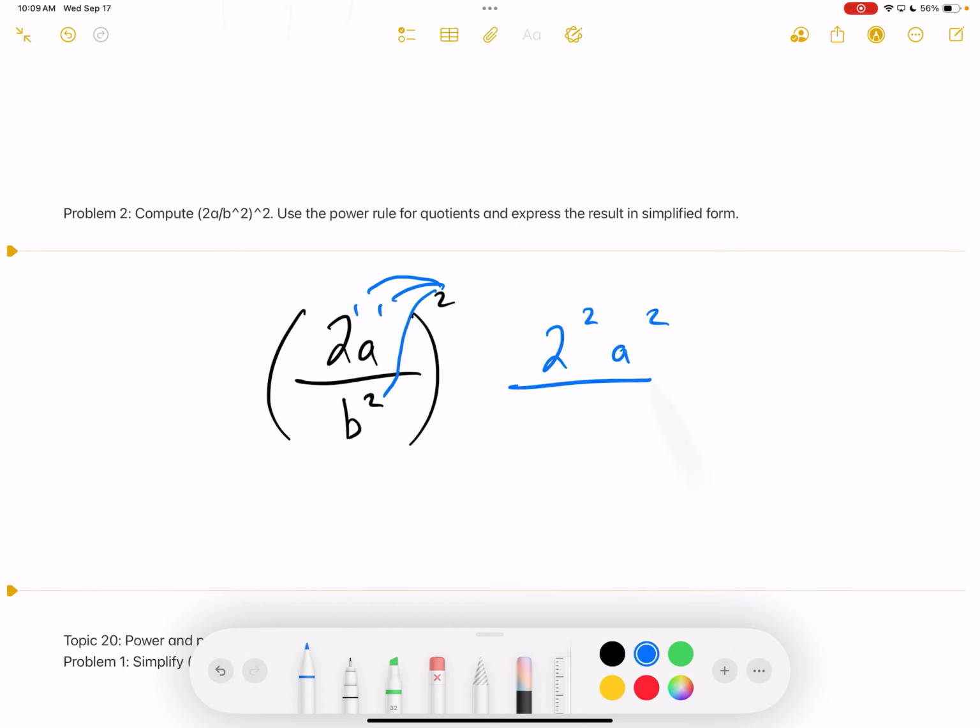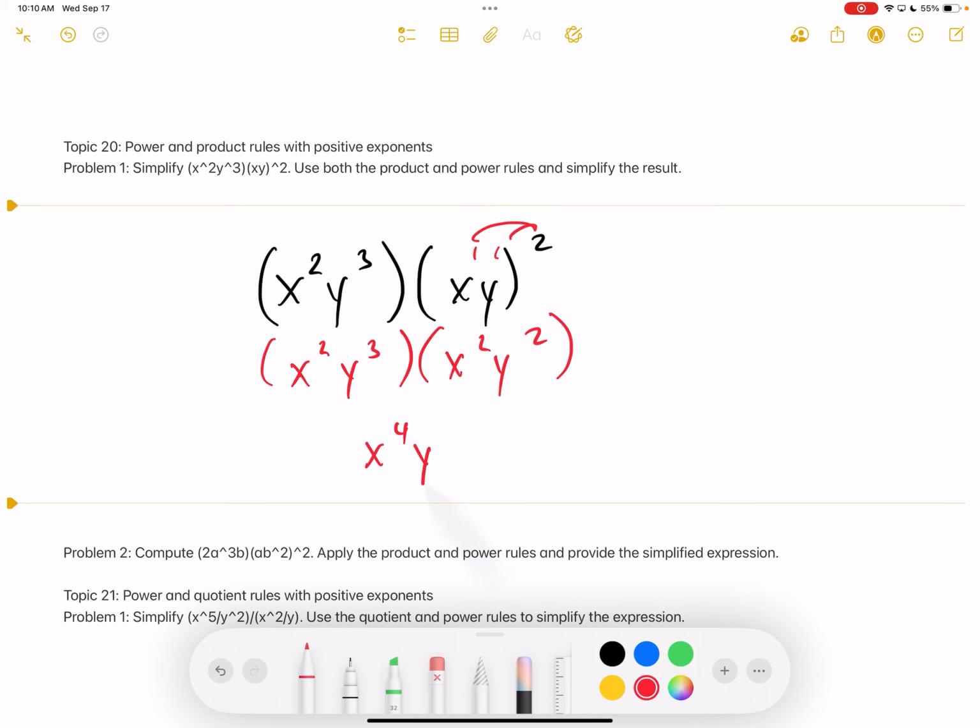So x squared, y cubed, and then xy squared. So this is kind of like an order of operations problem. Before we multiply, we want to square. We want to do our exponent first. So I'm going to take this 2 times both of these. So this becomes x squared, y squared. Now I'm going to multiply. I got 2 x's on the left and 2 on the right. So that's 4 x's. I got 3 y's on the left and 2 on the right. So that's 5.